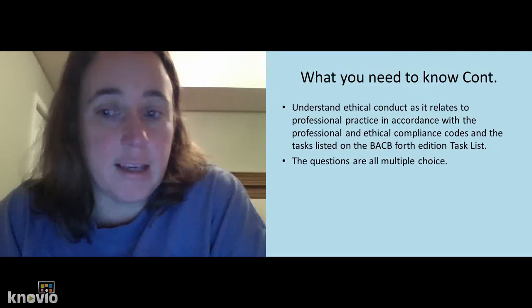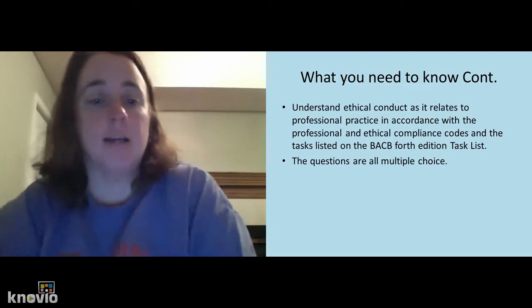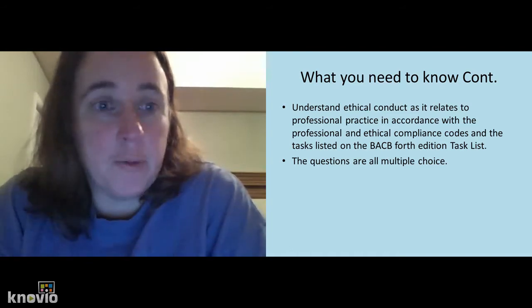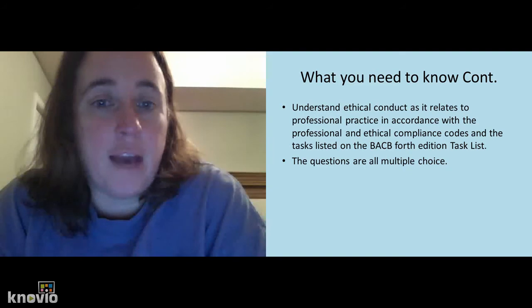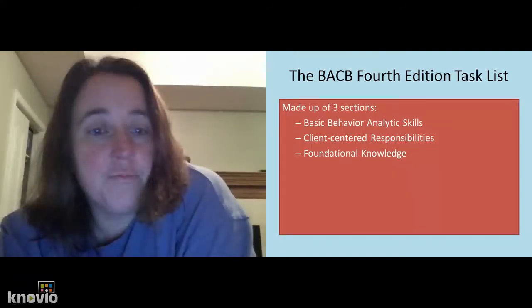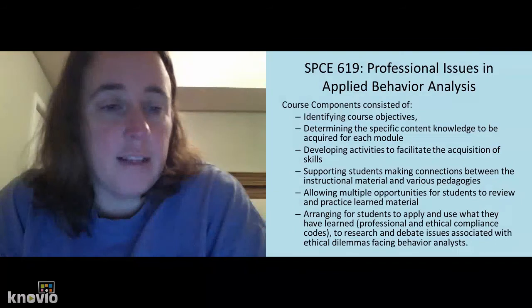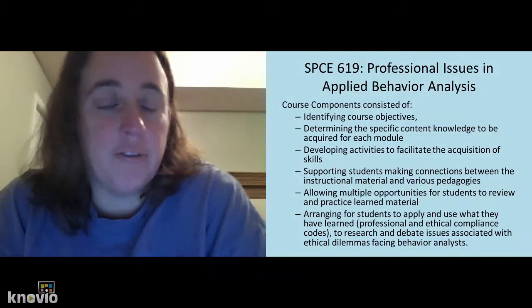The most important thing is that you be able to understand ethical conduct as it relates to professional practice in accordance with the professional and ethical compliance codes. For example, you may be asked to apply ethical considerations related to assessment in deciding whether you should use an FA or an FBA for problem behavior. The BACB 4th edition task list is made up of 3 sections: the basic behavior analytic skills, client-centered responsibilities, and foundational knowledge. So now let's talk about how this course has been preparing you for what you're going to be expected to do on the BCBA exam.